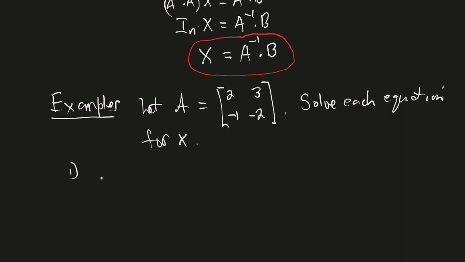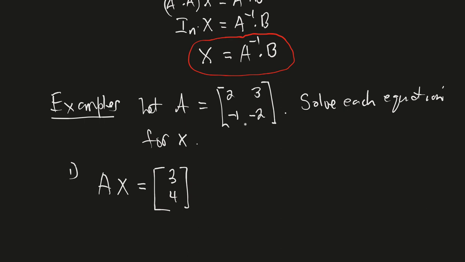So the first one is going to be of the form AX equals, and then I will write down a different B. Each example that we'll do will have the same coefficient matrix, right, but just a different B. So let's say the equation now is like 3, 4, right? So let's say we want to solve this. Well, the key here is to find the inverse of this 2 by 2 matrix.